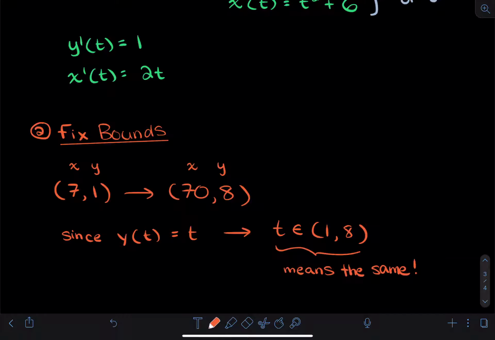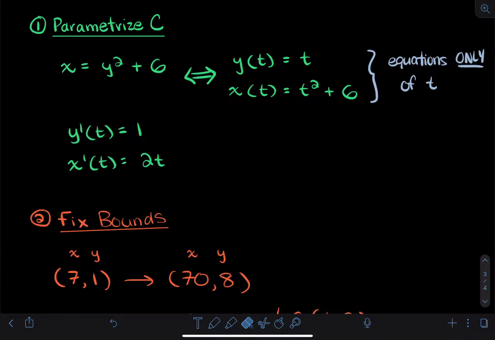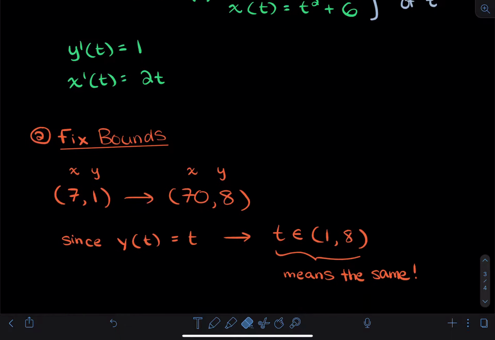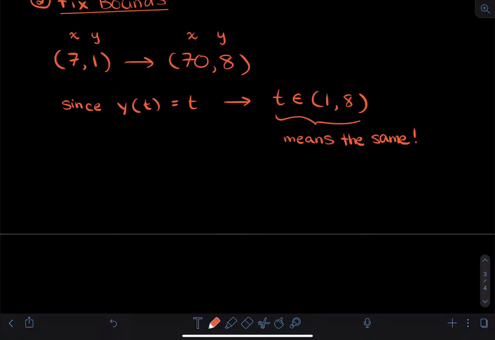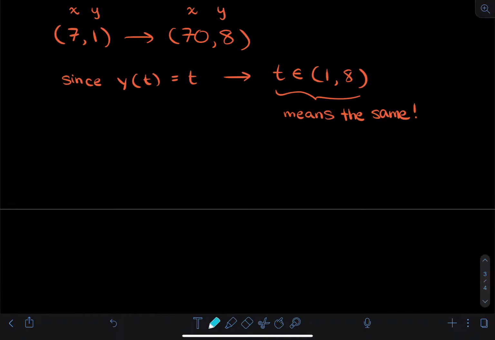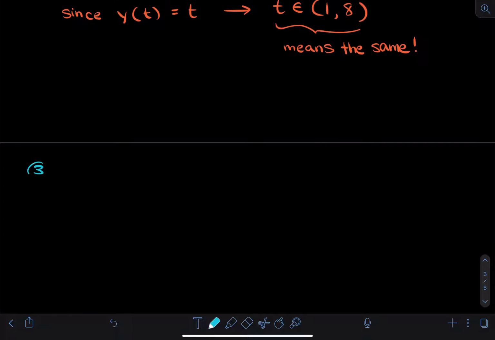Now again, as I mentioned a little bit earlier, if I said the x bounds are 7 to 70, the y bounds are 1 to 8, or the t bounds are 1 to 8, all of those three statements are identical because of how we define the variables in the equations up here. So now, let's substitute all of these pieces together and see what we have. So that's the next part here. We want to substitute.